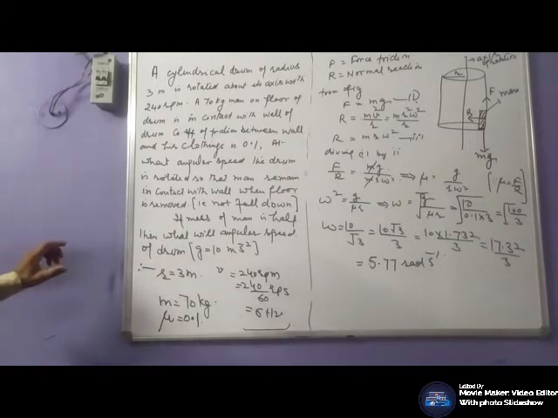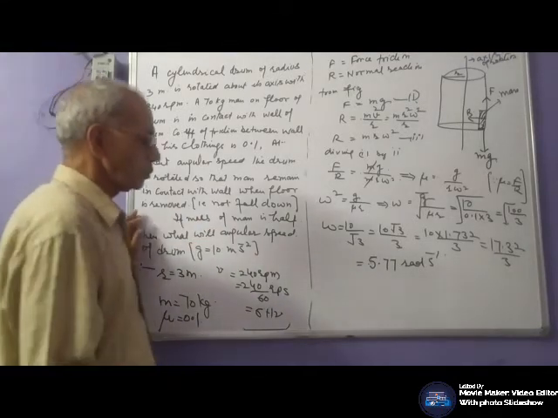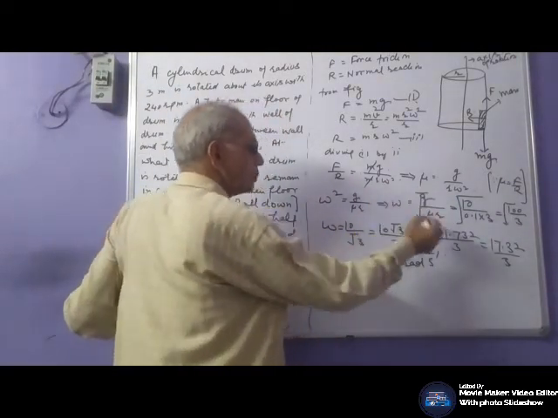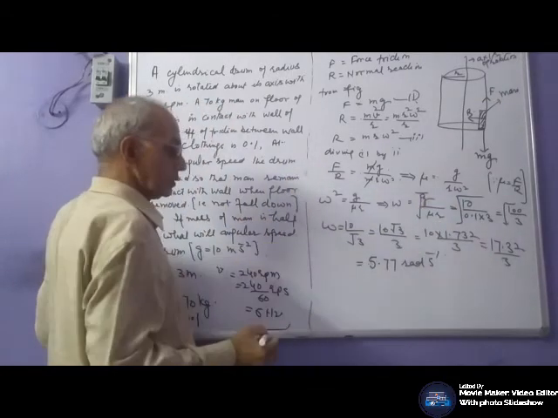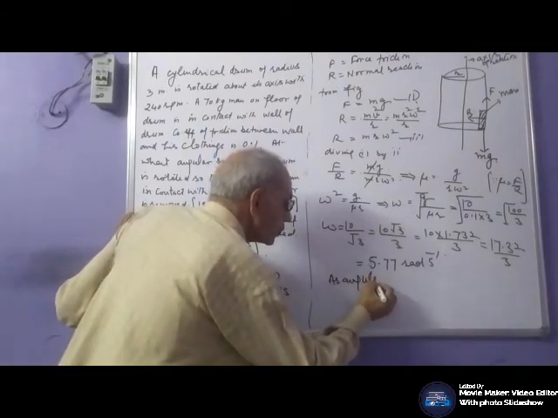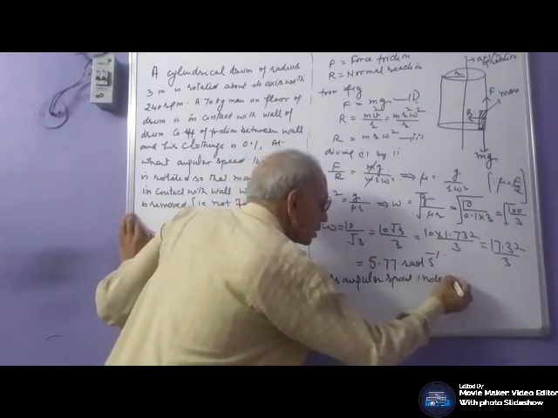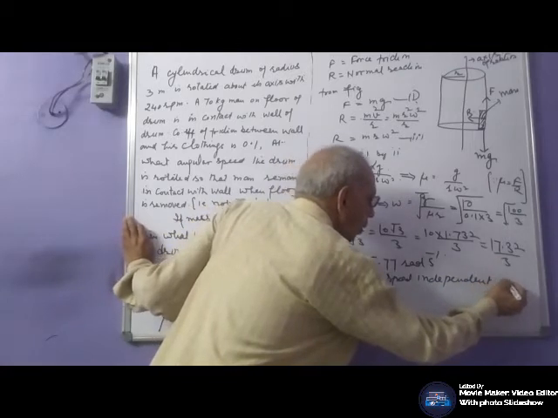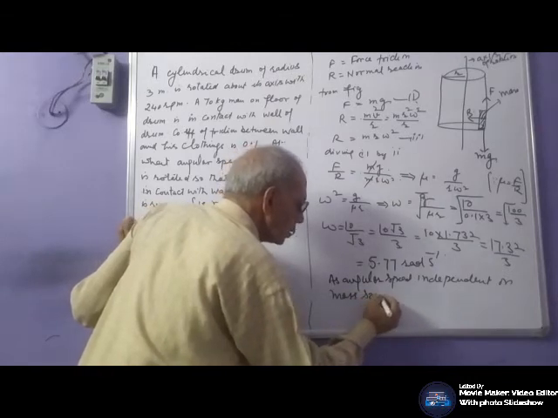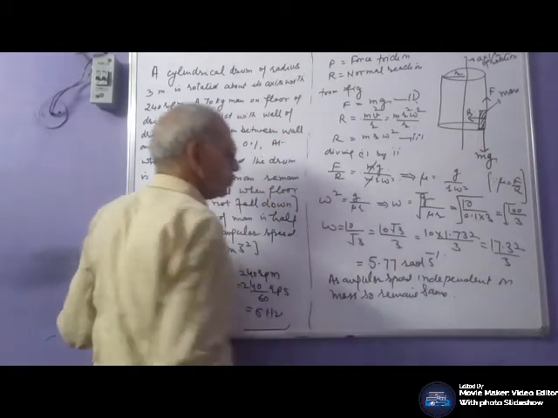Now next, if the mass of the man is half, what will be the angular speed? This is the angular speed. It is independent of mass. As angular speed is independent of mass, it remains the same.